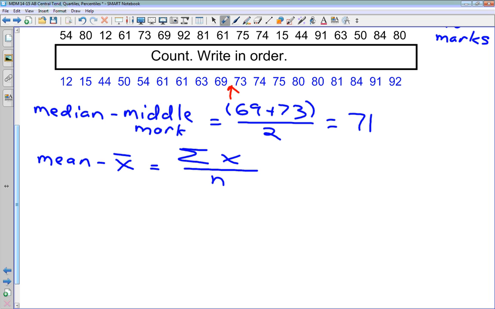We can just punch all of this stuff into our calculator, adding them all up. So we add them all up, we would get 11,158. Divide that by 18, gives us a mean of 64.3.